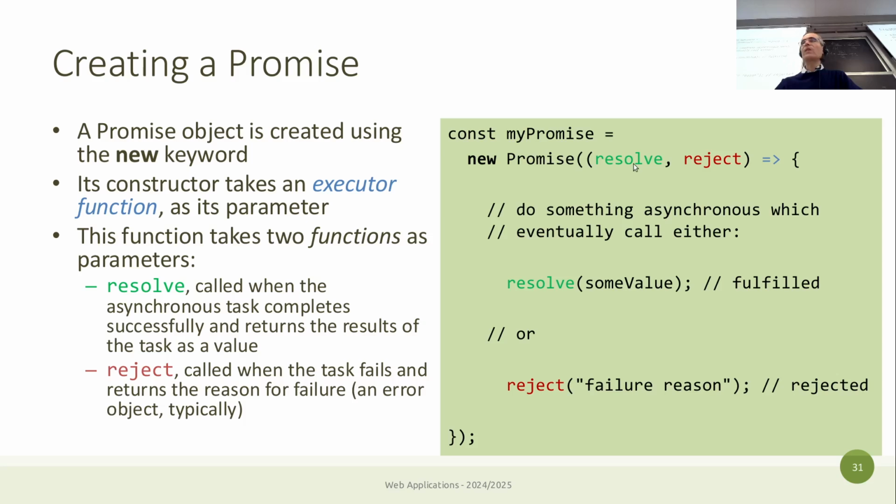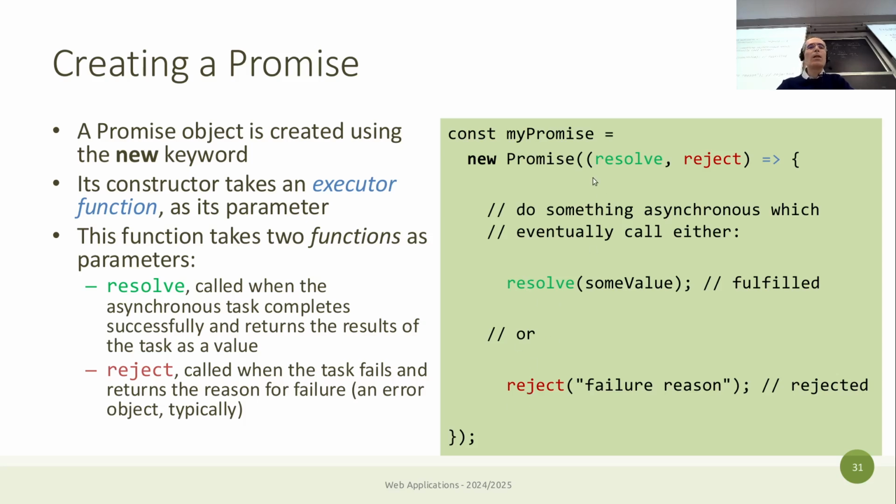Of course these are just parameters. We can call them as we like. They are just parameters of a function, but just for clarity, if you write resolve and reject, you remember what they do. And the promise, once it is resolved, will call either resolve or reject, not both of them. Just one or the other.